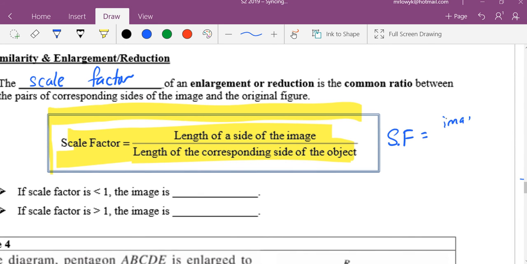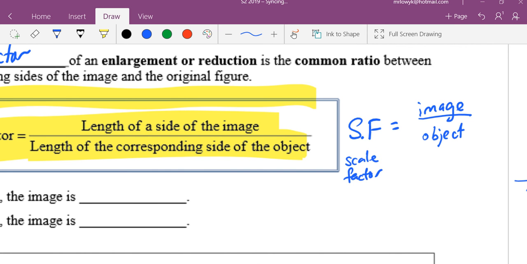It's always talking about image over object. Oh, okay. So sorry, you got mixed up with SF as in significant figure. Sorry, I don't mean to confuse you, but I'm referring to scale factor.